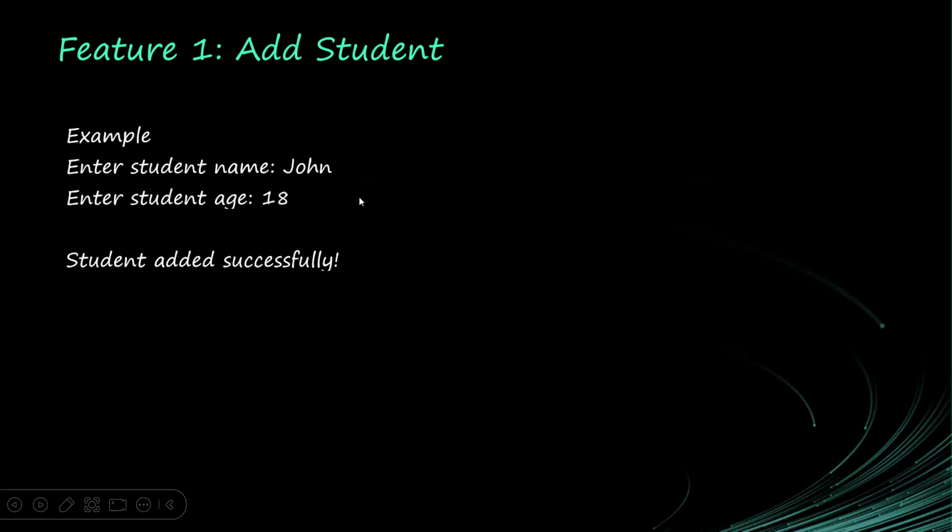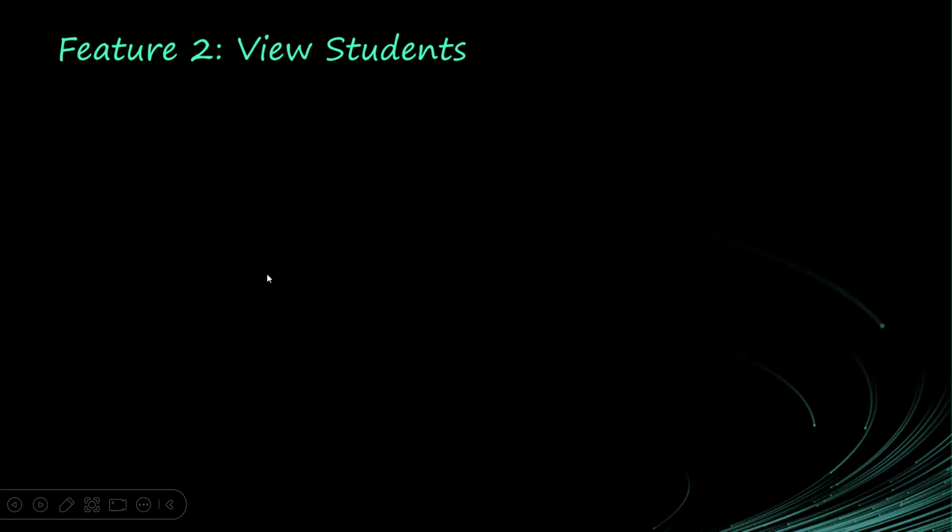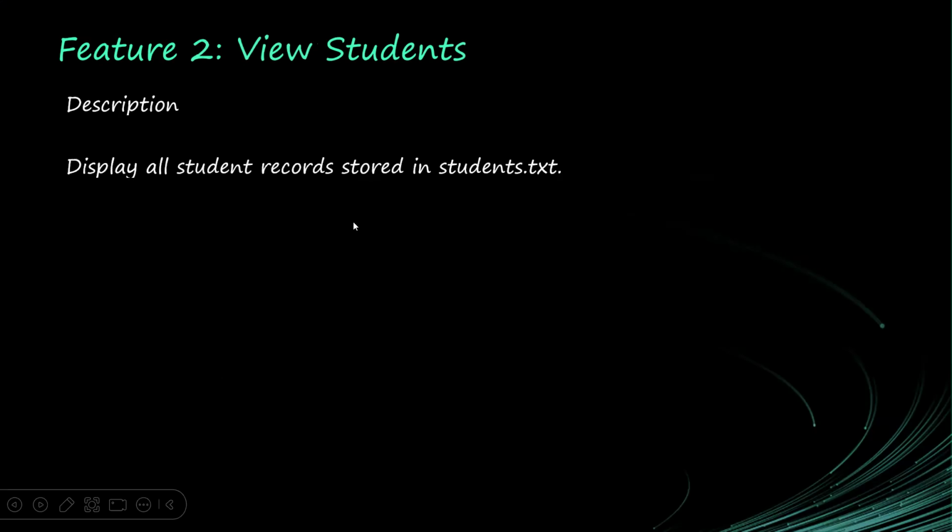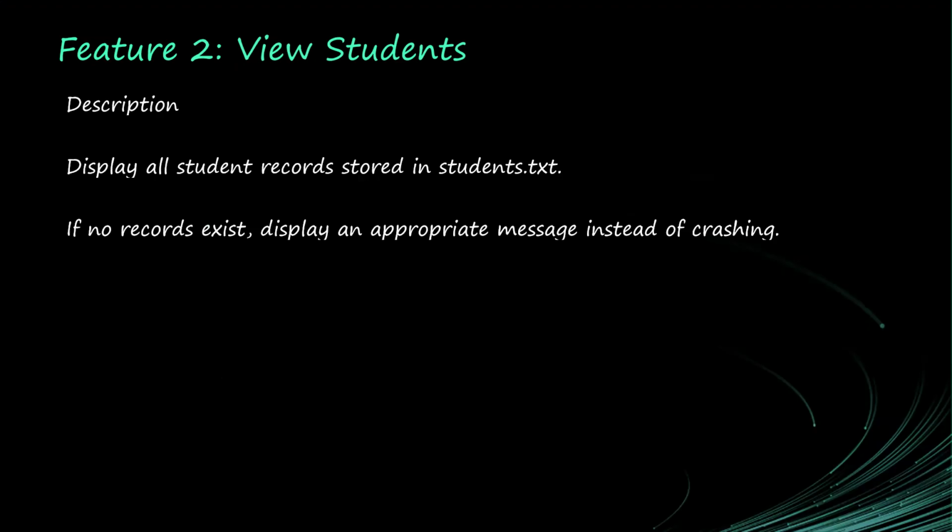So enter student name, enter the student, added successfully. So that's what we have done. So view student is the next thing. Display all students' records stored in this file. If no record exists, display an appropriate message instead of crashing. Okay, so if that file does not exist, we should handle it.